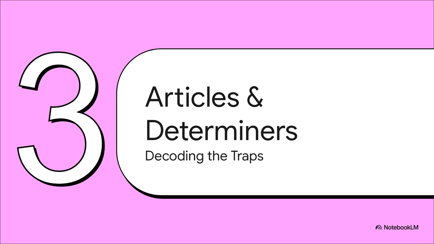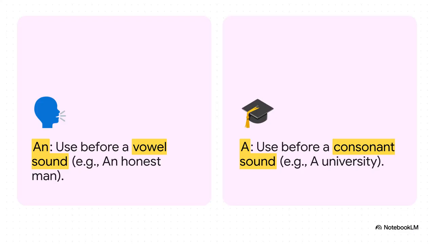Section 3. Articles and determiners, decoding the traps. Okay, examiners will absolutely try to trick you by relying on how words are spelled, especially with the letters H and U. But please remember, it is all about the sound, not the spelling. We use an before a vowel sound, which is exactly why it's an honest man, because that H is silent, right? It gives us an O sound. Conversely, university starts with a vowel letter, sure, but it sounds like a consonant Y, so it gets a university. Always, always trust your ears, not your eyes.